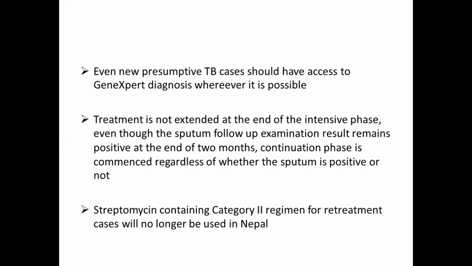But now the guideline has changed. Even if at the end of the intensive phase you do the sputum examination and you find there are still Mycobacterium tuberculosis, you move on to the continuation phase and repeat the sputum examination after 1 month, and you commence the continuation phase regardless of whether the sputum is positive or not. And previously, streptomycin was included in the category 2 regimen of tuberculosis treatment, but now streptomycin is no longer in use as a retreatment in cases of retreatment.